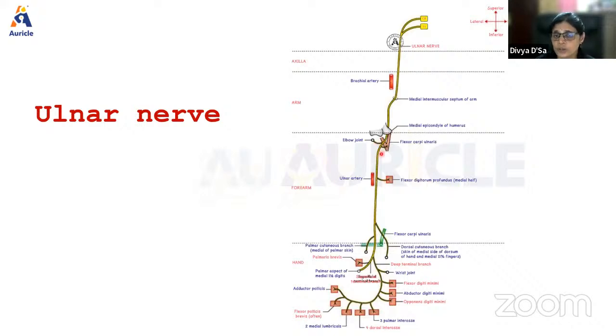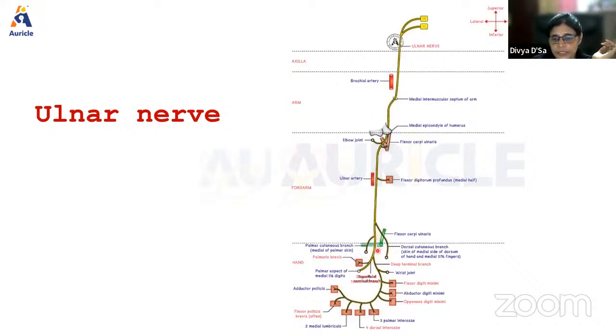That is all, because the rest of the muscles are supplied by the median nerve. So the flexor carpi ulnaris and the medial half of the flexor digitorum profundus are supplied by the ulnar nerve. Then just before it enters the hand, it gives one more branch, that is the dorsal cutaneous branch. The dorsal cutaneous branch will supply the skin on the medial side of the dorsum of the hand, and medial side will be this side. So it supplies the medial side of the dorsum of the hand, for the medial 1.5 fingers.